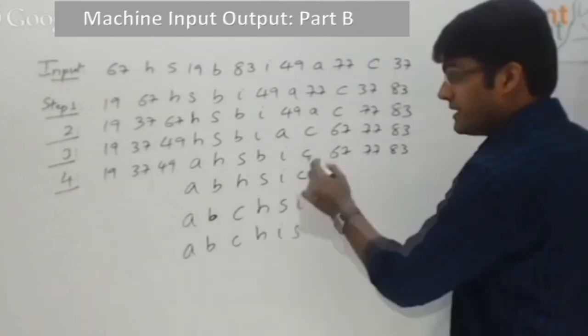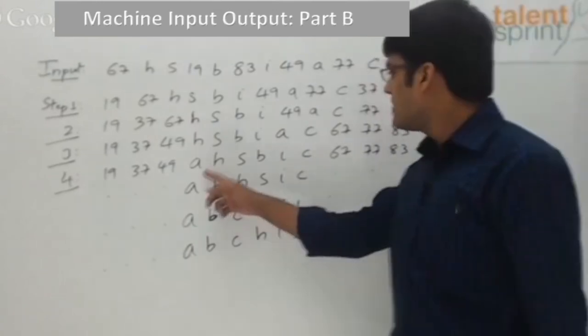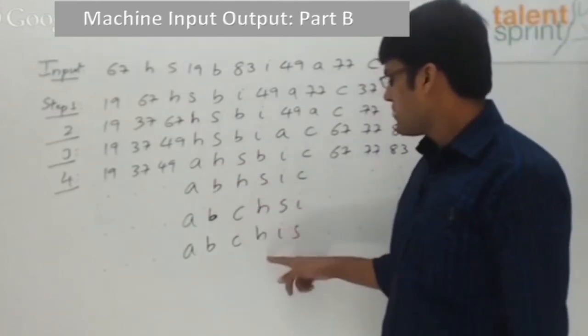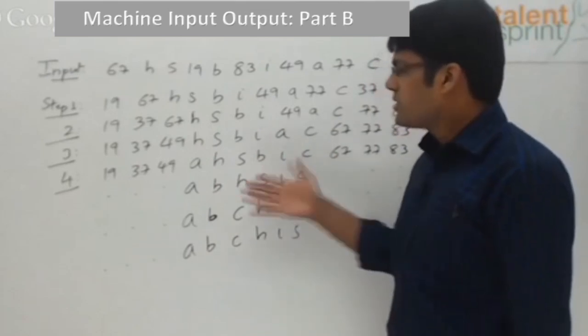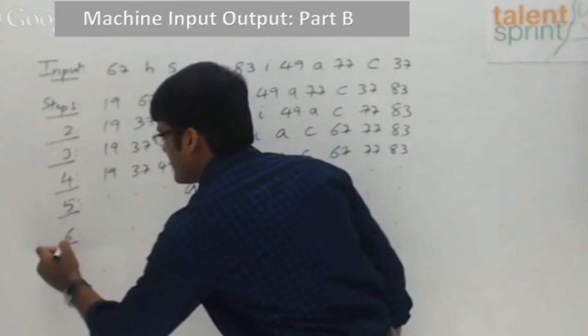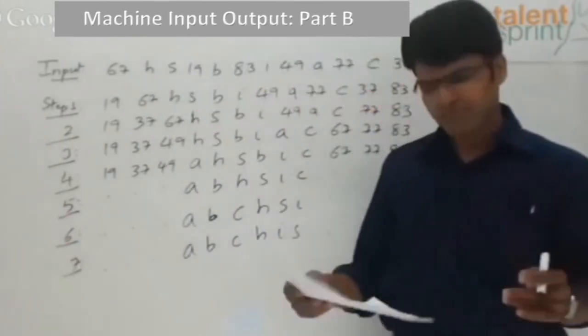Okay. So we are getting 3 more steps. Look at this. So the numbers will be as they are: 19, 37, 49, 67, 77, 83. Right? So when we are arranging the words, first we'll take A, then we are moving B, then we are moving C. H was already in the right position, I, and then S. So 4, 5, 6, 7. Total 7 steps are required. That's it.